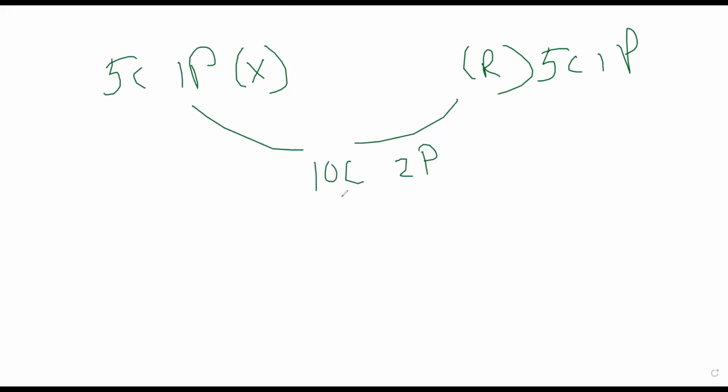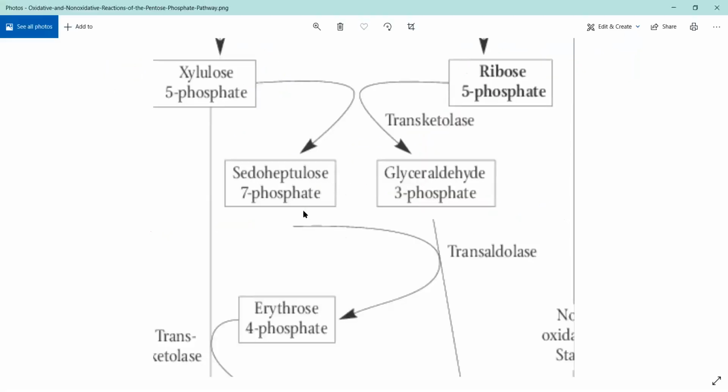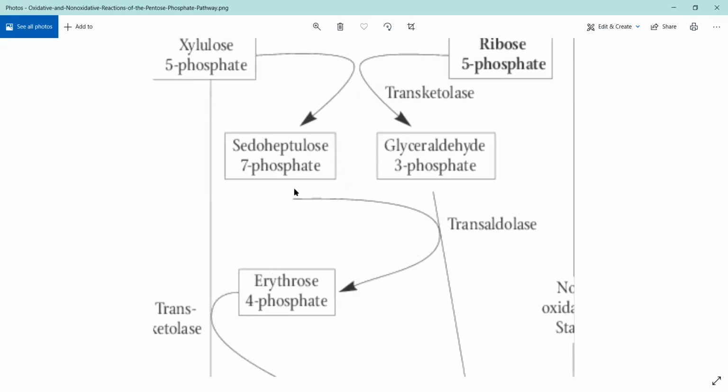I will not split them up into 5 and 5. I will split them up into 7 and 3. 7 carbon 1 phosphate, 3 carbon 1 phosphate. Okay, that is the reaction that you see here. So the 7 carbon molecule will be sedoheptulose 7 phosphate and the 3 carbon molecule will be glyceraldehyde 3 phosphate. That reaction is occurring in the presence of transketolase.